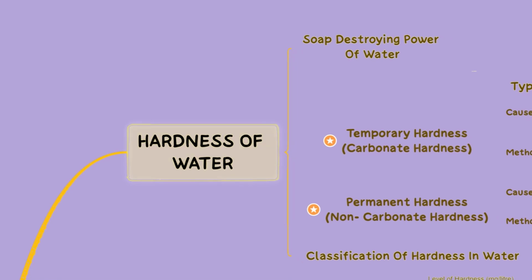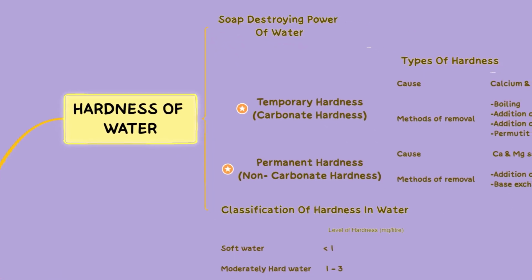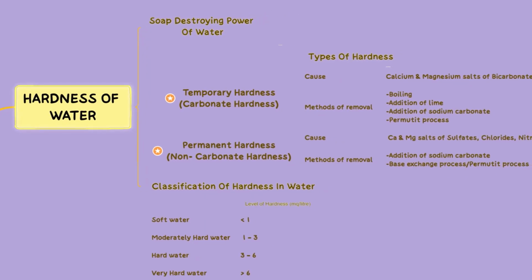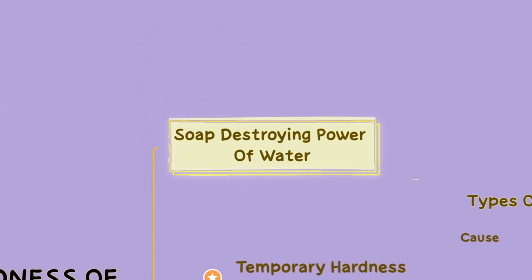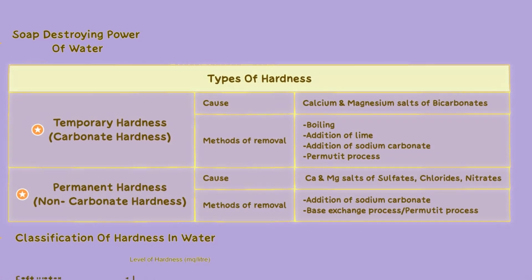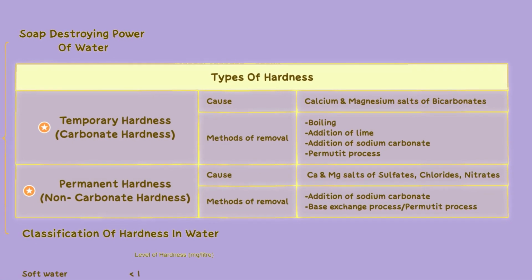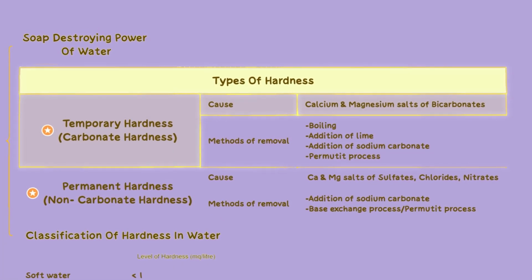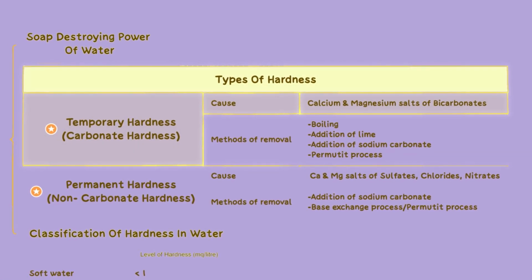Water hardness refers to the concentration of dissolved minerals, primarily calcium and magnesium ions in water. The hardness of water can have an impact on various aspects, including its soap-destroying power. There are 2 types of water hardness: temporary or carbonate hardness and permanent or non-carbonate hardness. Temporary hardness is caused by the presence of calcium and magnesium salts of bicarbonates in water.